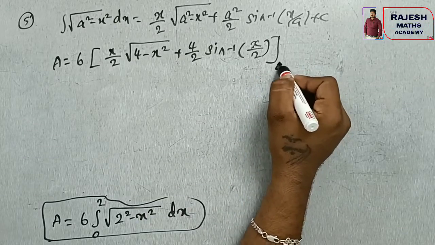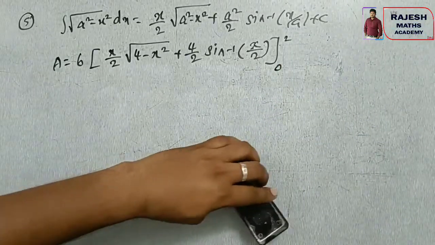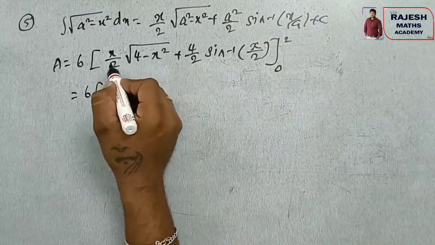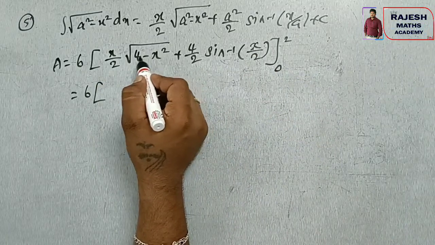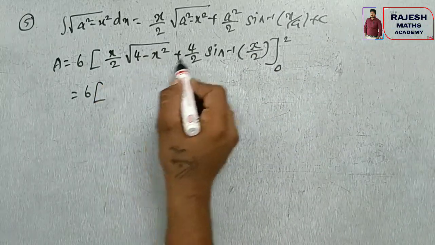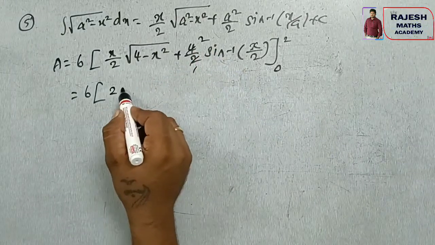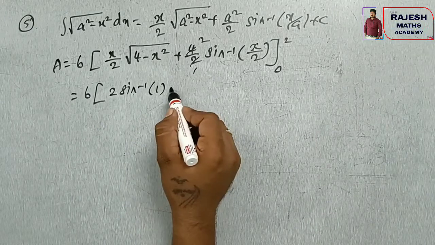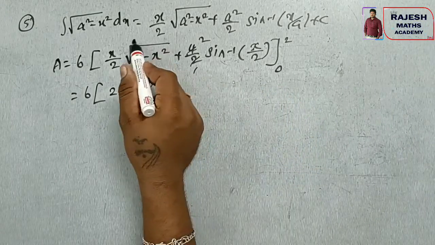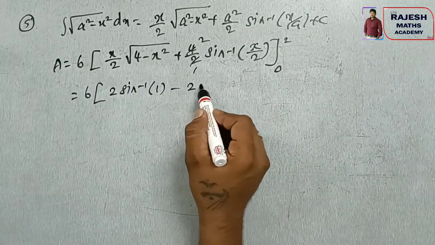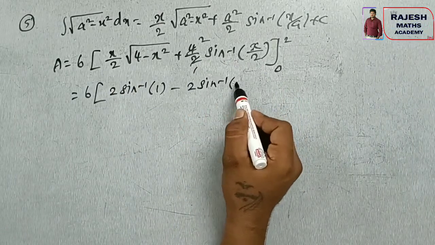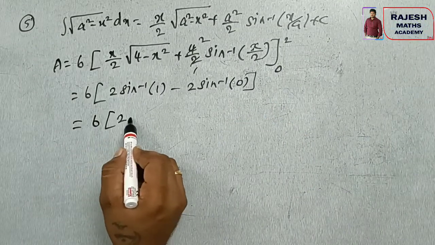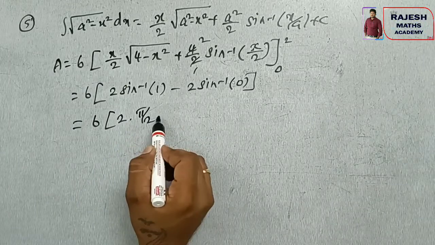Limits here are given as 0 to 2. Clear? So we will apply the upper limit and the lower limit. What will come? 6 into, applying upper limit, 2 by 2 times root of 4 minus 2 square, that is 4 minus 4, the first term will become 0. Only the second term will remain. The second term is 2 times sine inverse of 2 by 2, that is 1. Minus the lower limit, applying 0, this will become 0. Applying 0 here, we get 2 times sine inverse of 0. So simplifying, 6 into 2 times sine inverse of 1, which takes the value pi by 2.